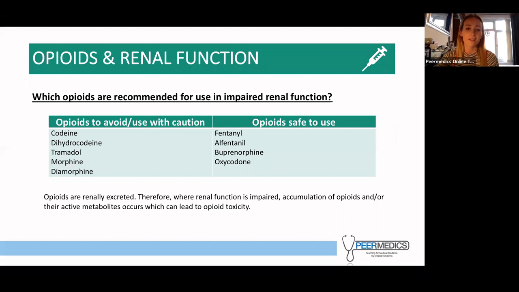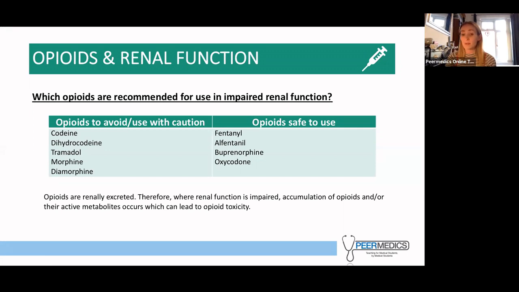Okay, brilliant. So you're absolutely right. Fentanyl and alfentanil and oxycodone are all safe to use, and so is buprenorphine. So that's another one of the patches. The ones that you need to avoid are codeine, dihydrocodeine, tramadol, morphine, and diamorphine. Because opioids are renally excreted, they can accumulate and cause toxicity in renal impairment. So it's really important that you know their renal function before you're prescribing.